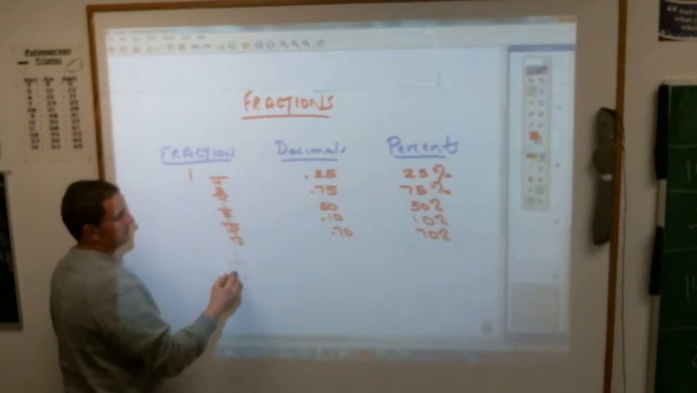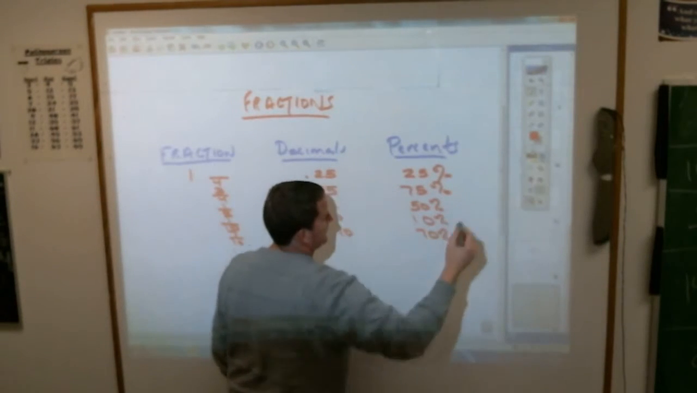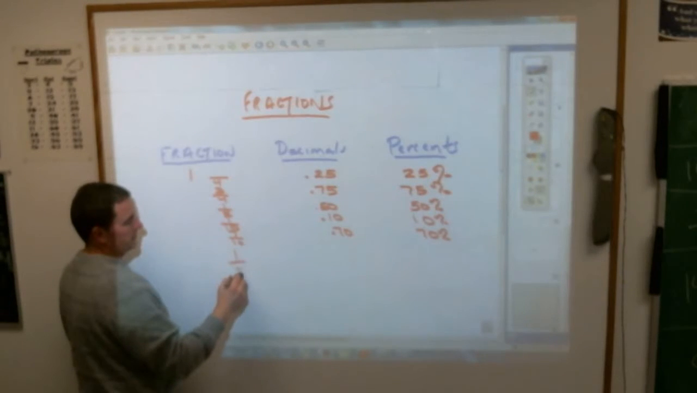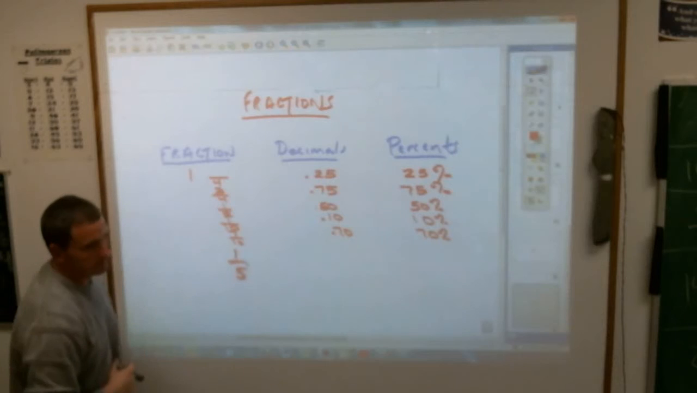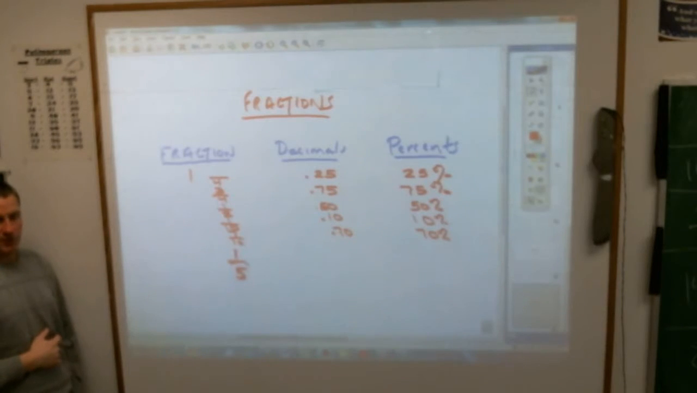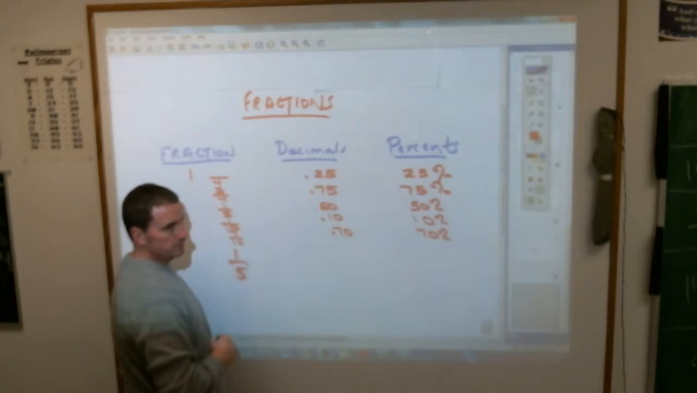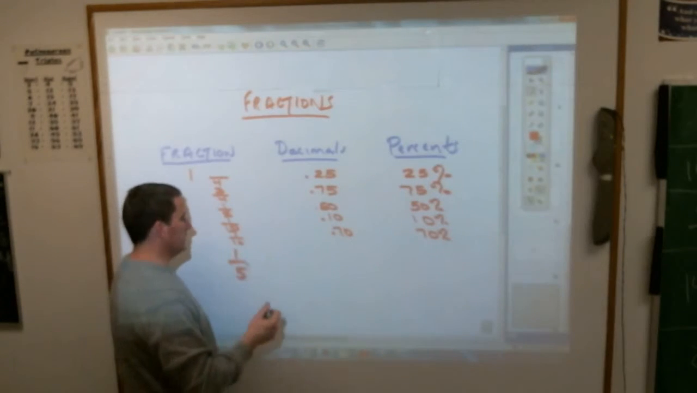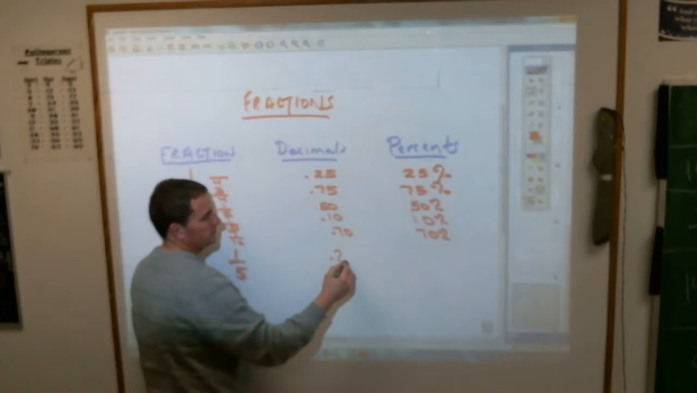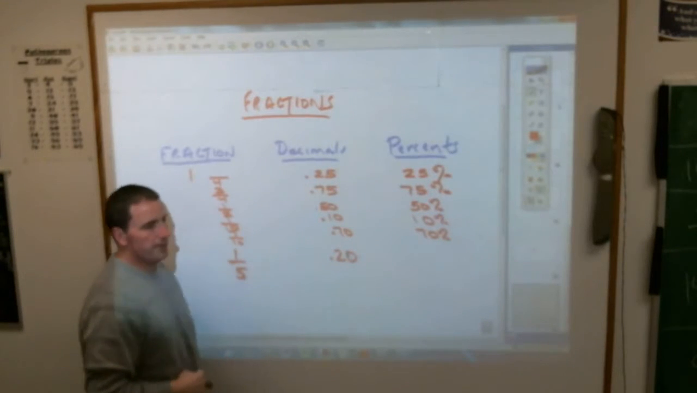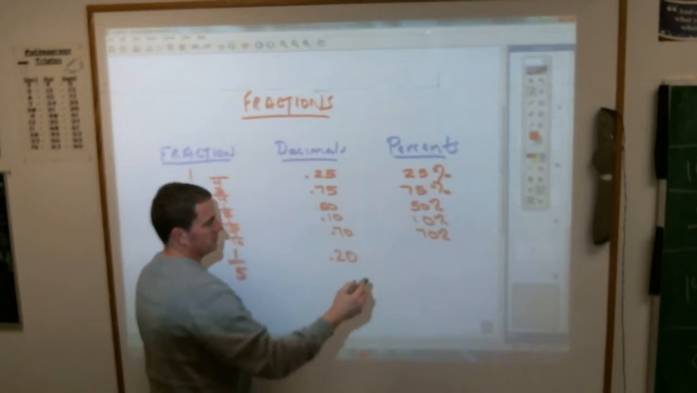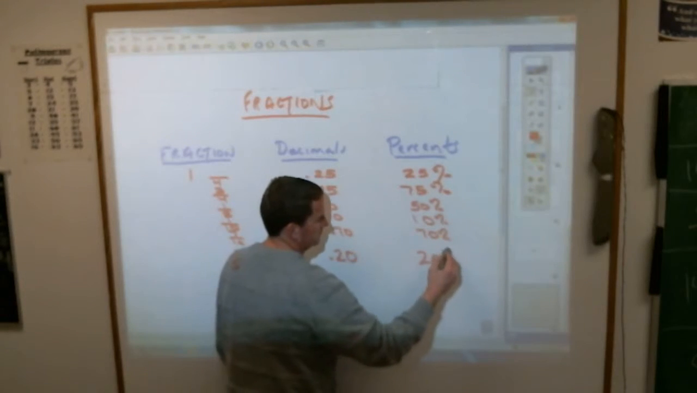1/5. This one's not quite as obvious. How about 1/5 as a decimal? Do we have 1/5 circle pieces? Yeah, we do, but I know it. What is it there? It's either 0.2 or 0.20. Okay, yeah, either one of those will work. 0.20, and as a percent, it is 20%.